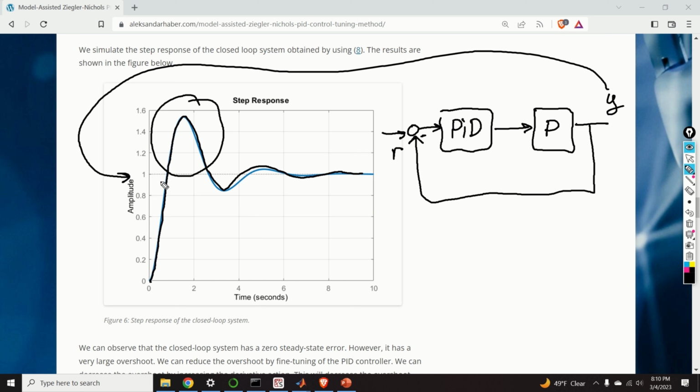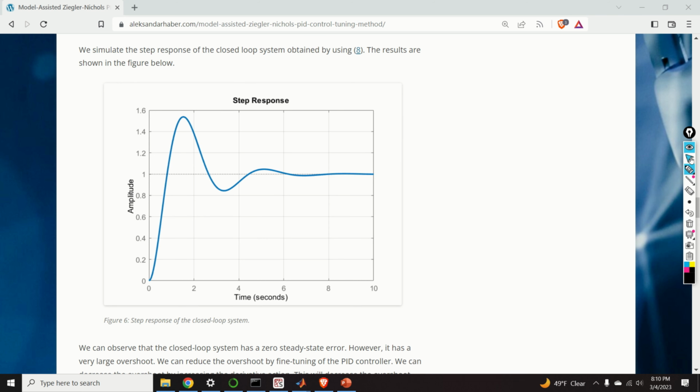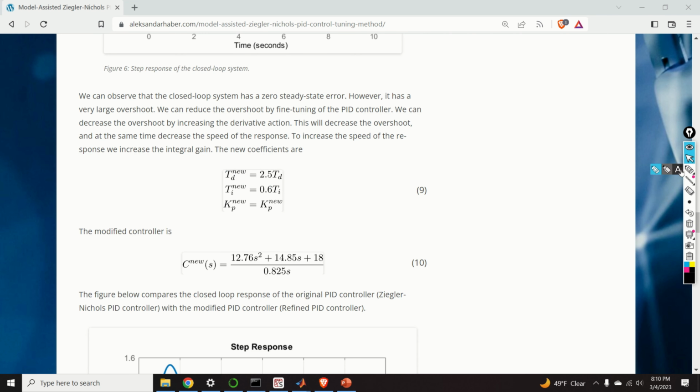For example, in this video, I will increase the damping of the system. That is, I will reduce the overshoot by increasing one form of action of the PID controller. That is, I will increase the derivative action. So after increasing the derivative action, for example, I can take the original derivative action computed by using the Ziegler Nichols method, and I can increase it 2.5 times.